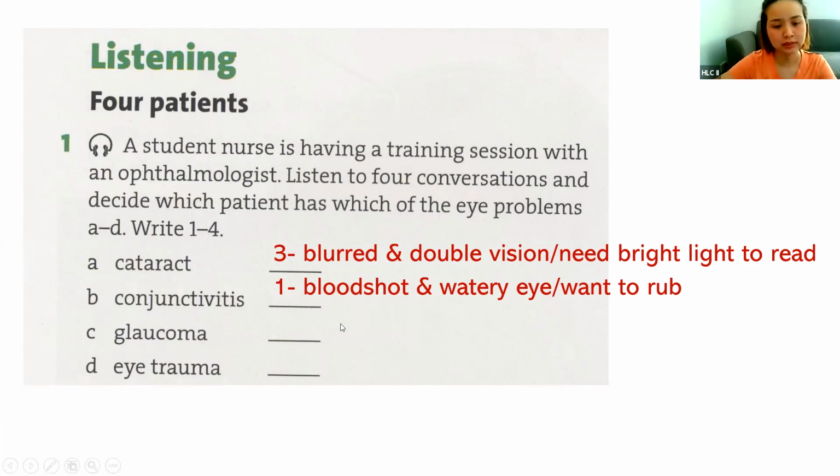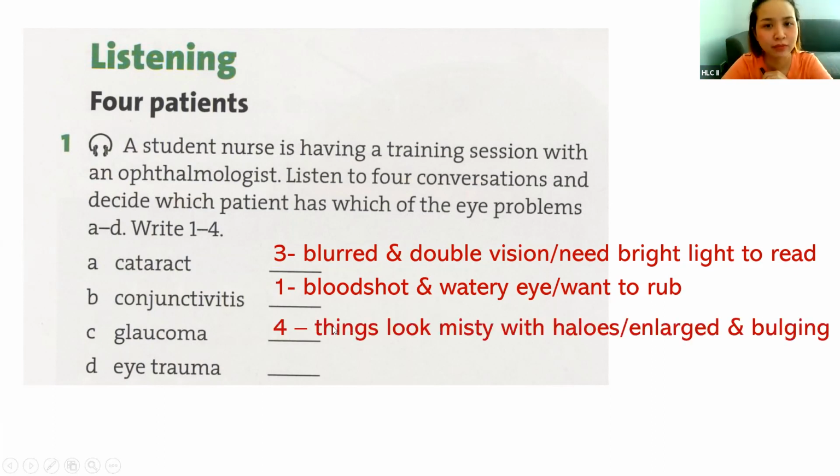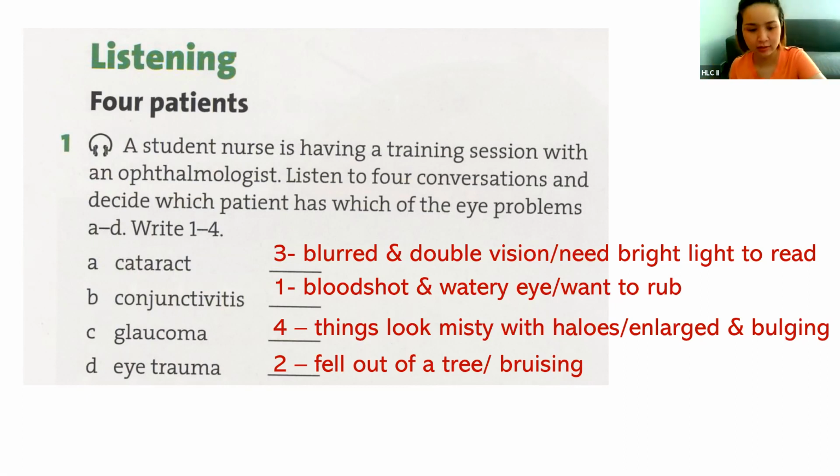C. Glaucoma or ต้อหิน This is patient number 4 who said that things look misty with halos and the appearance of the eye is enlarged and bulging. And D. Eye trauma or การบาดเจ็บที่ตา So this one, okay, there's only one left, which is patient number 2 who fell out of a tree. Poor her. It's an accident. And so therefore, she had bruising around her eye.